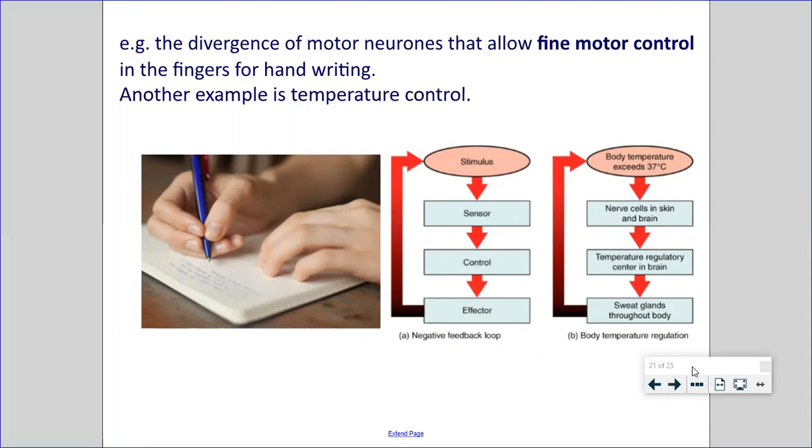Temperature control is another example. If you get too hot, your brain wants to send a message to many sweat glands throughout the body, telling them to sweat in order to help cool you down. So you want that information to be sent to many places at the same time. So again, a diverging neural pathway can be really useful for that.